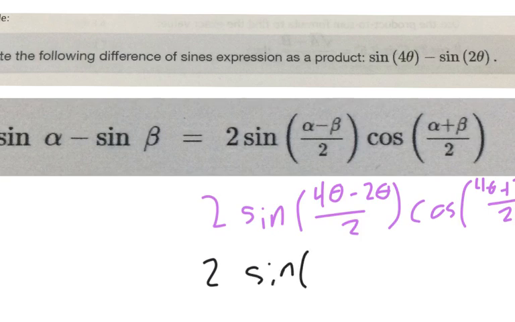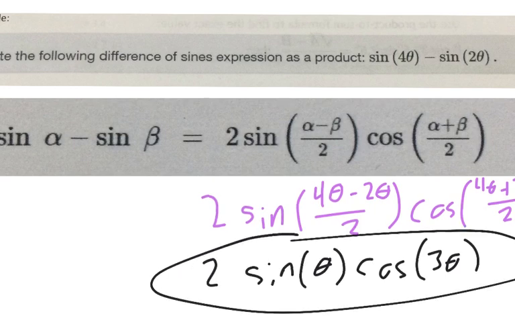So this would be 4 theta minus 2 theta, which is 2 theta over 2, which is just theta. Cosine of 4 theta plus 2 theta is 6 theta over 2. I'm done. That's the answer? Yep. How do you know when to stop?